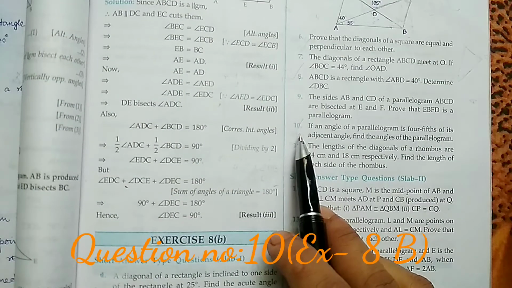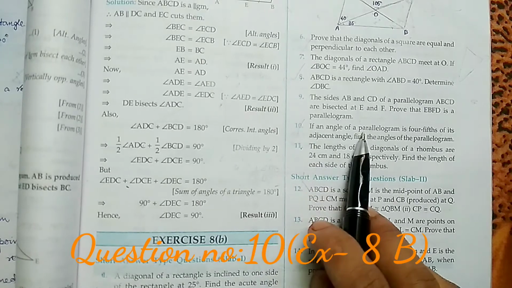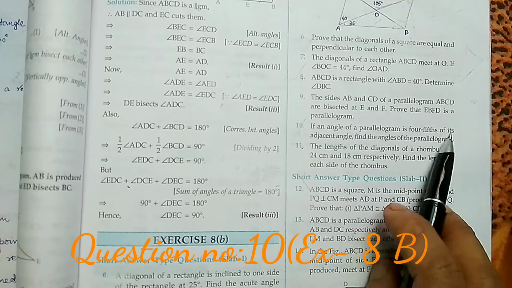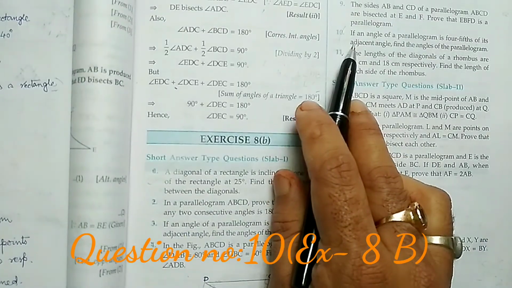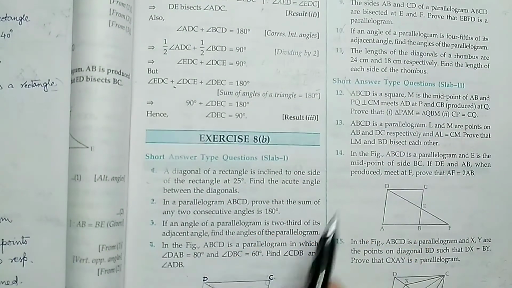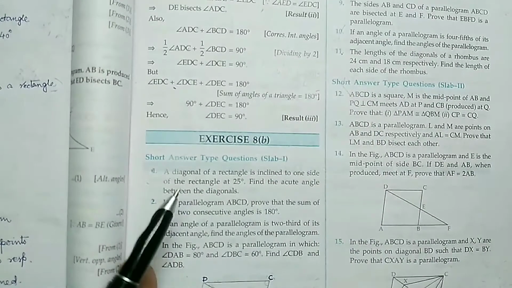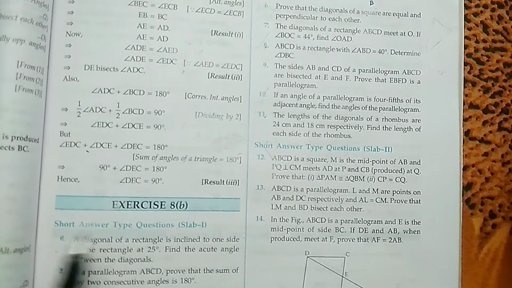In question number 10 it is given, if an angle of a parallelogram is 4/5 of its adjacent angle, find the angles of the parallelogram. This sum is almost the same as question number 3. So this sum you can do yourself. Let me do the last one, that is question number 11.